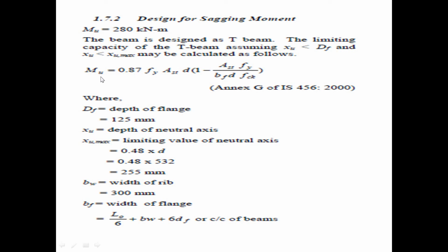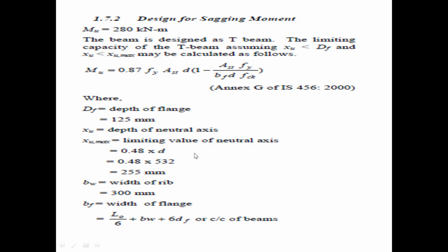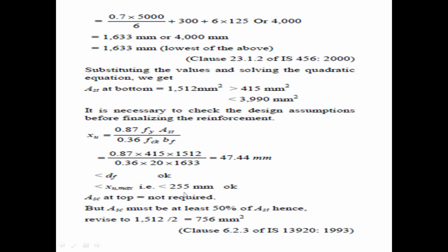Then based on that we have to calculate the MU, the moment of resistance. This formula is available in your IS 456 in Annexure G. Based on that we can calculate our MU, and we will get the answer as 47.77 mm. Then again ASC is to be calculated at the top, which is not required, and ASC is to be calculated at the bottom. This is the formula to calculate our ASC and AST, designed as a T-beam.